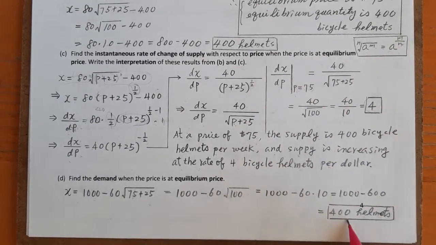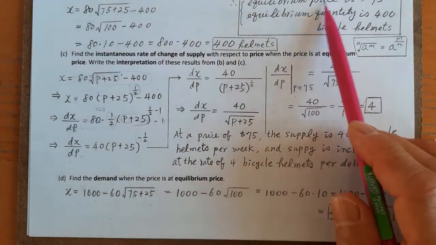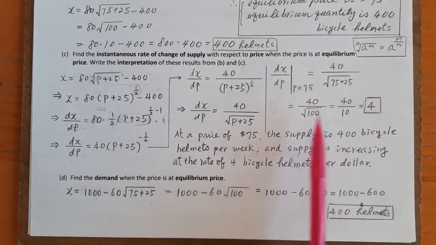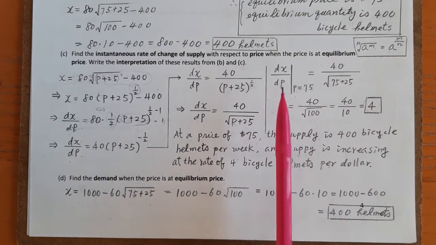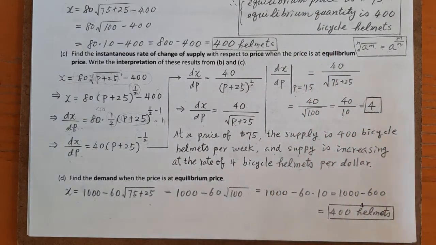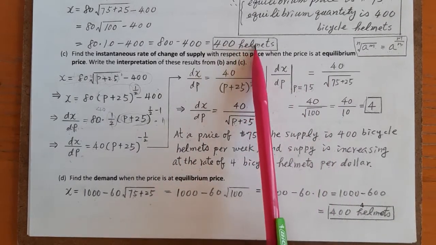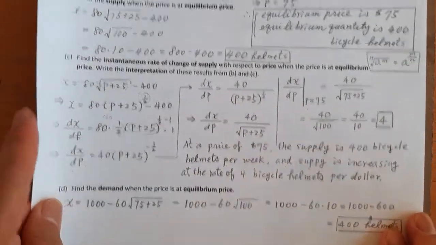Because p is 75 is the equilibrium price, and the equilibrium quantity is 400, when the demand and the supply are equal. We call this the equilibrium point. So the demand is 400 helmets, and the supply is also 400 helmets. Then next.